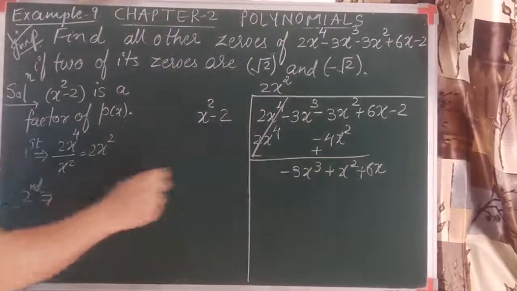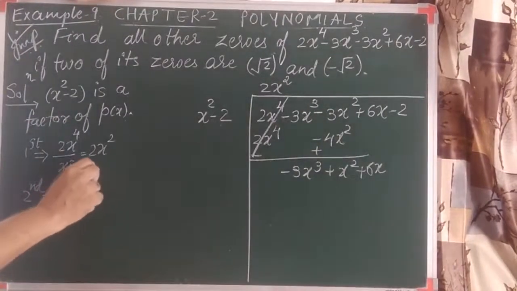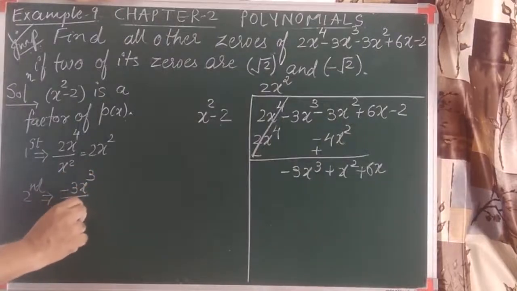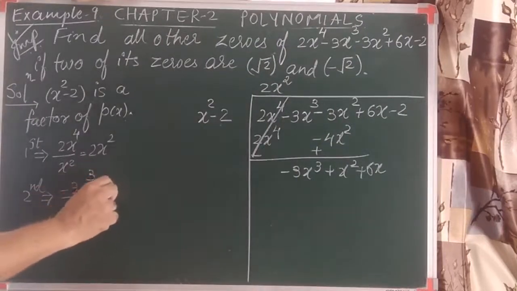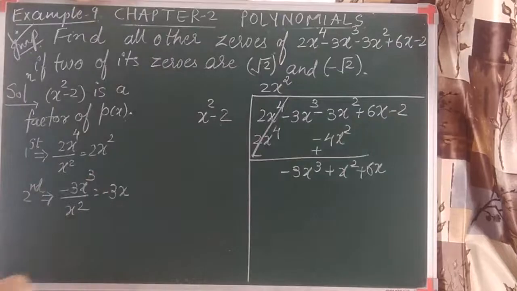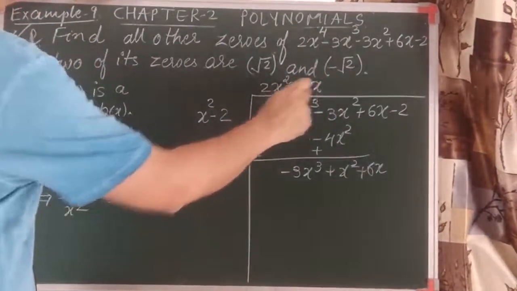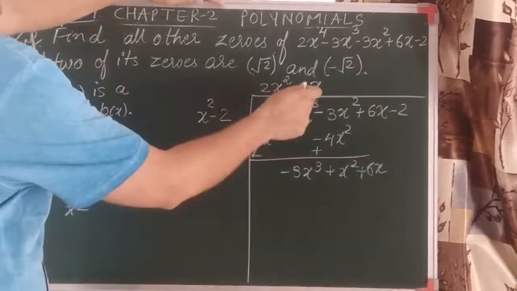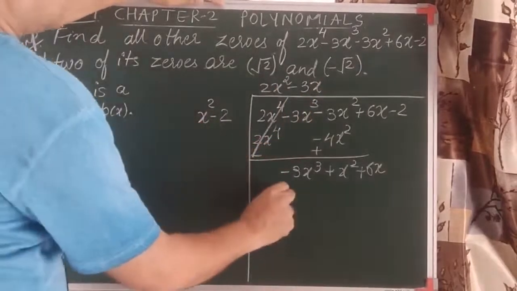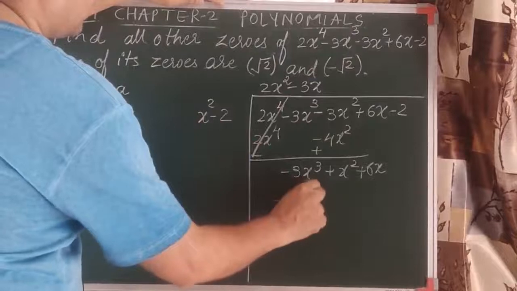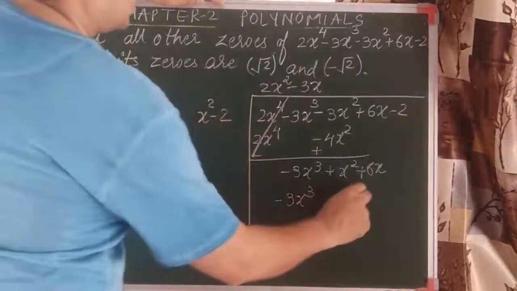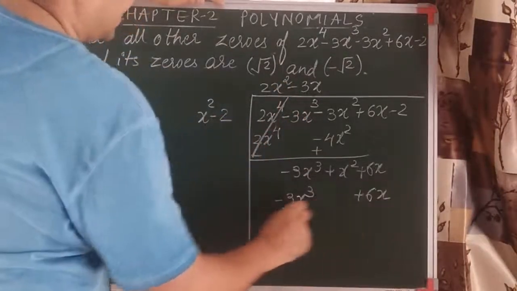The first term of the dividend, minus 3x cube, should divide with the first term of the divisor, x square. So the sign, see it is minus 3x we obtain. Minus 3x. As it is minus sign, remember the sign has to be changed when you multiply. 3 ones are 3, so minus 3x cube. Minus minus plus 3 to the 6x. Again the sign has to be changed.